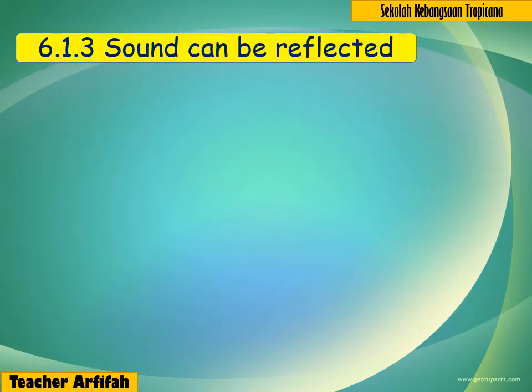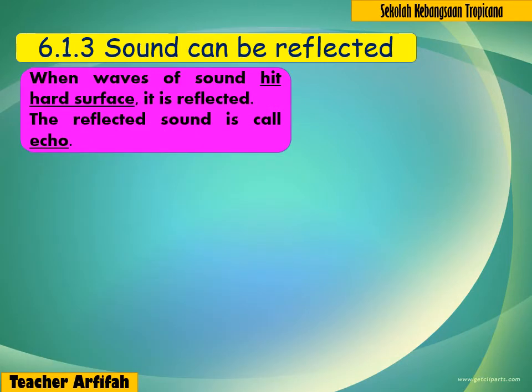Okay, next. Sound can be reflected. Okay, kalau sebelum ni kamu belajar light can be reflected, but in this topic you learn sound can be reflected. Macam mana dia dipantulkan? Okay. When wave of sound hit hard surface, it is reflected. Okay, kat sini hanya pada hard surface. Tidak semestinya shiny or smooth like light. Okay, when sound hit hard surface, it is reflected. The reflected sound is called echo.